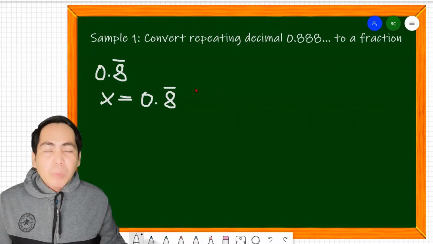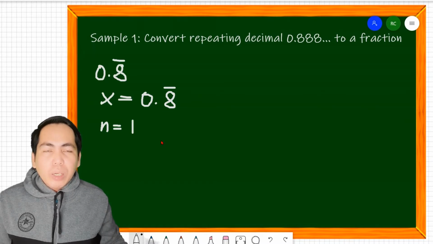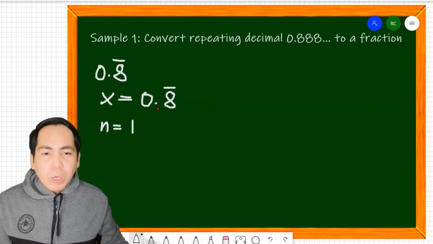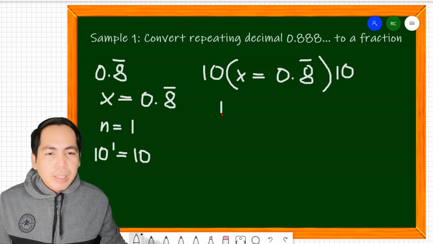The second step is for us to count how many digits are being repeated after the decimal point. We have only one digit that is being repeated, so the value of n is 1. Then we are going to multiply both sides of our equation by 10 raised to the power of n. Since n is equal to 1, 10 raised to the power of 1 is simply equivalent to 10. So we are going to multiply both sides by 10. So 10 times x is 10x, and 0.888 times 10, we have here 8.8 bar.